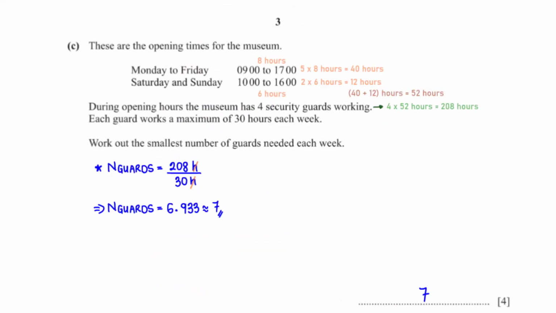These are the opening times for the museum. Work out the smallest number of guards needed each week. First, we need to find the total number of hours required to run the museum with 4 guards at all times. To get the number of hours from 9 o'clock to 17 o'clock, we subtract 9 o'clock from 17 o'clock, which gives us 8 hours. Monday to Friday make up 5 days. So the total number of hours the museum is open from Monday to Friday is equal to 5 times 8 hours, which is equal to 40 hours.